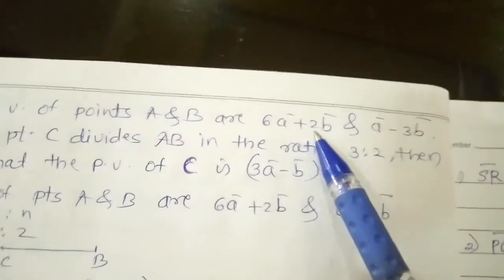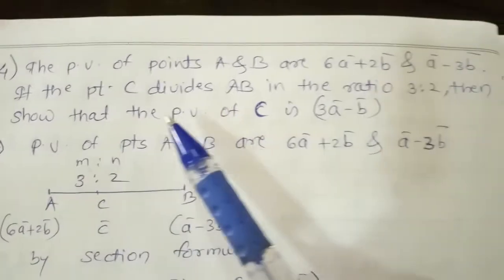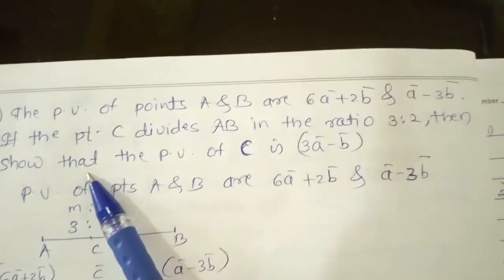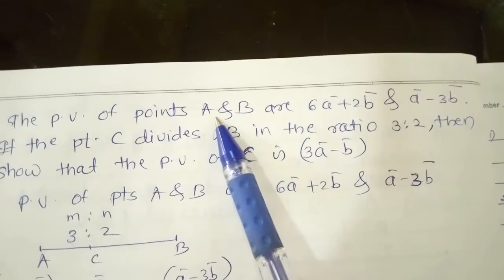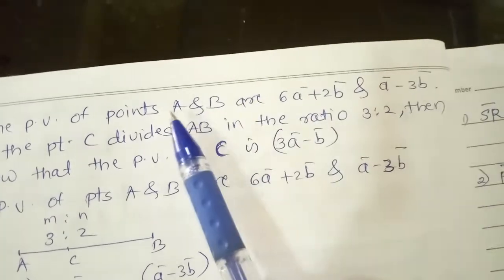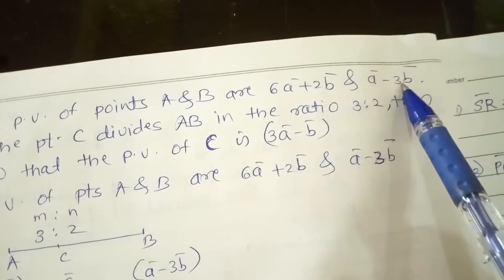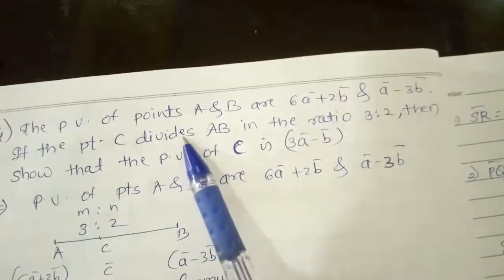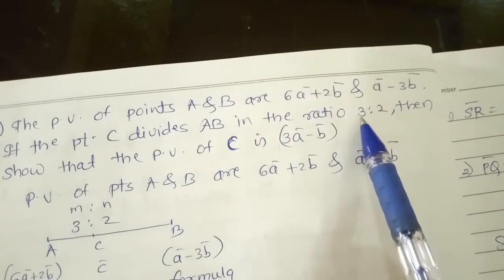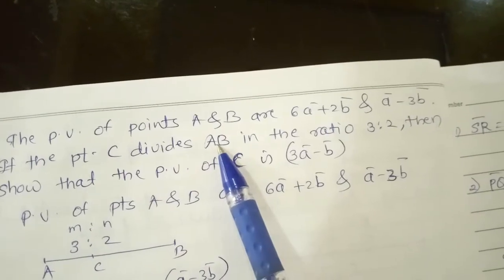Now we see example number 4. The position vectors of points A and B are 6a bar + 2b bar and a bar - 3b bar. So these are the position vectors of A and B. Generally for the position vector of A we take the small a bar, but in this example we don't do this because we are already given that the position vector of A is in the form of this one and B in the form of a bar - 3b bar. If the point C divides AB in the ratio 3:2. So see, in this example also it is not given whether point C divides it externally or internally.